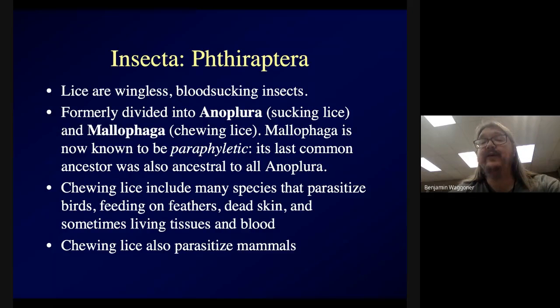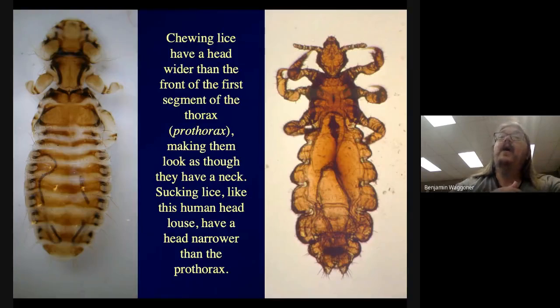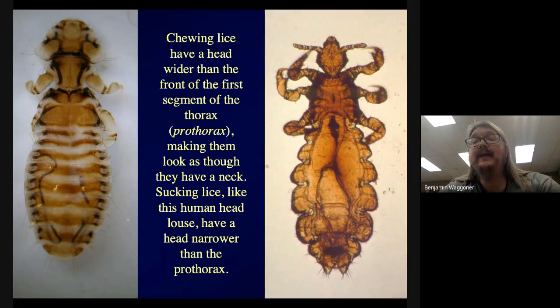And here's the difference. On the right, that is good old Pediculus humanus. That's the human head louse. I think it's a head louse. It could be a human body louse. It's one of the two. That's the one on the right.